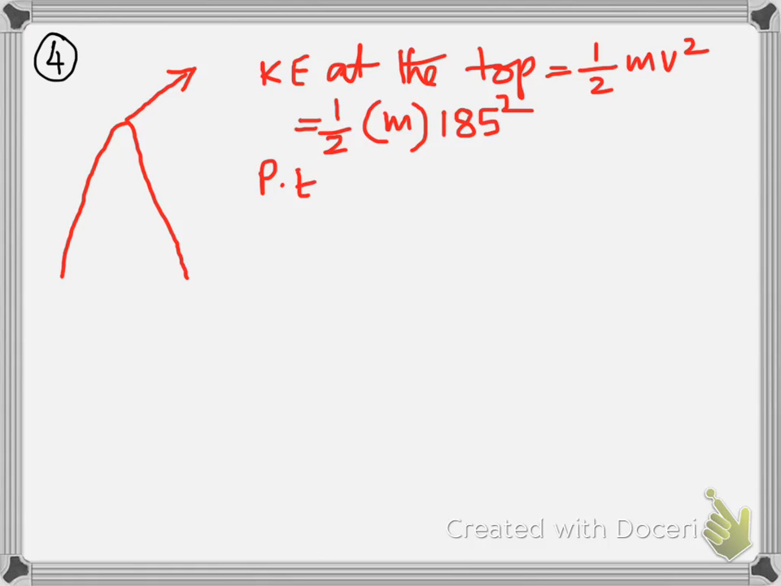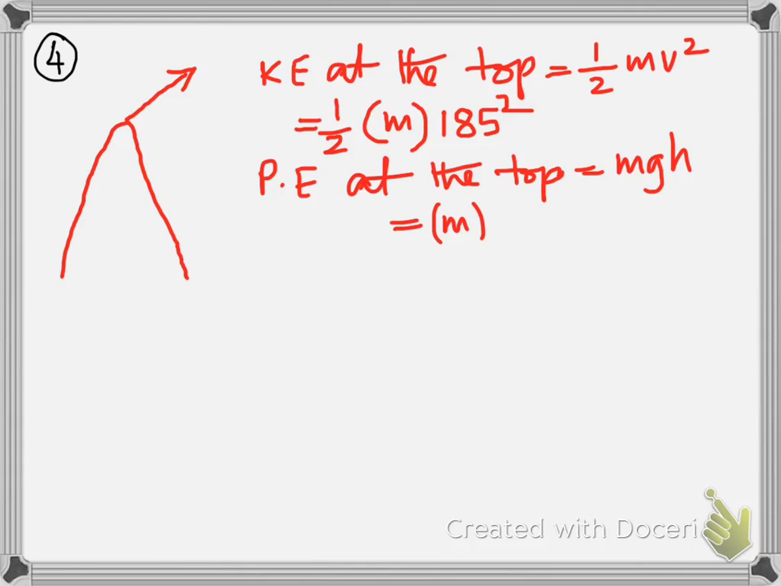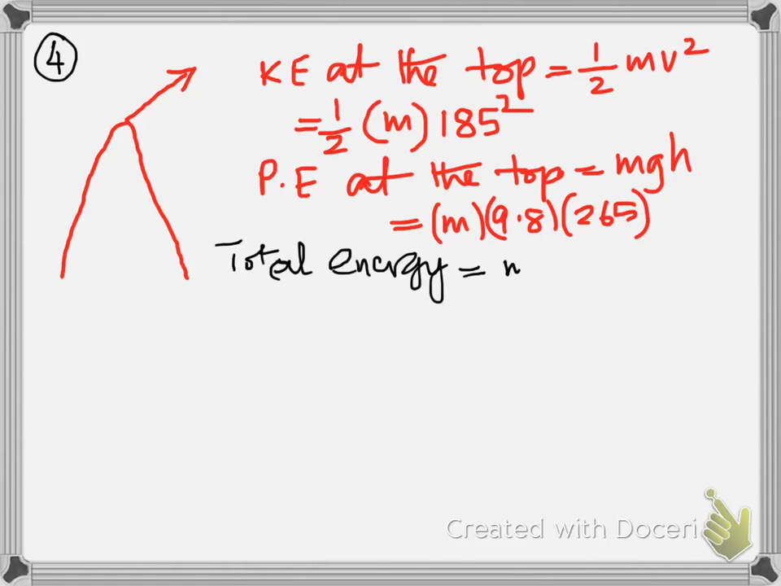What's the potential energy at the top? MGH. See, this time I broke it up into two parts. MGH, M times 9.8 times, what's the height? 265 meter. So if I add them up, wouldn't I get the total energy? Yeah. So kinetic energy at the top and potential energy at the top, add them up, I get the total energy. Because the mass is common for both, I just took it out. And so I'll have 185 squared by 2 plus 265 times 9.8.